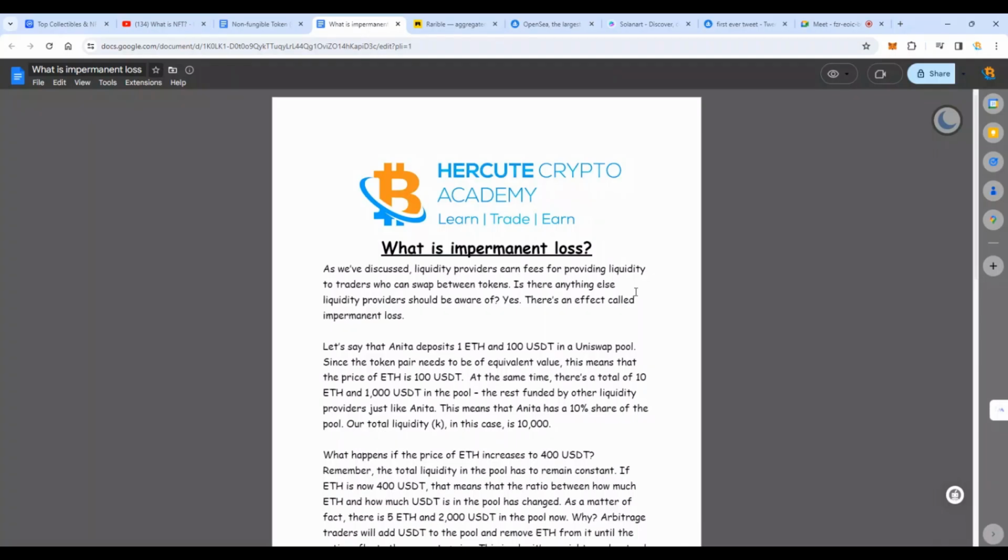What is impermanent loss? Previously, we've already discussed that liquidity providers earn fees for providing liquidity in the different pools. And remember, we said the liquidity pool is built of two currency pairs, or two tokens or two coins, that trade against each other, making a tradable pair like BNB Cake, BNB BFT, BNB. So there are so many coins.